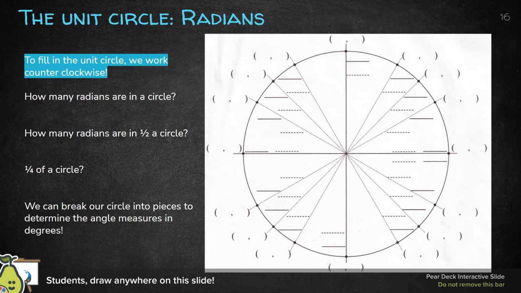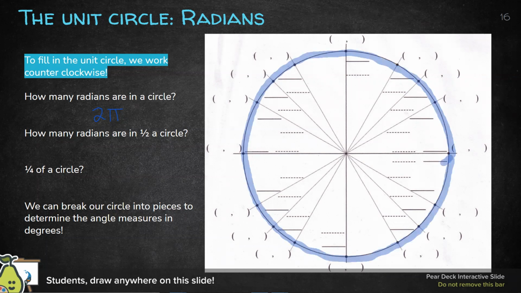We kind of started to answer this already. We said that in one whole circle, there are going to be 2 pi radians. So from start to finish, all the way around the arc length of this entire unit circle, that is going to be 2 pi radians.